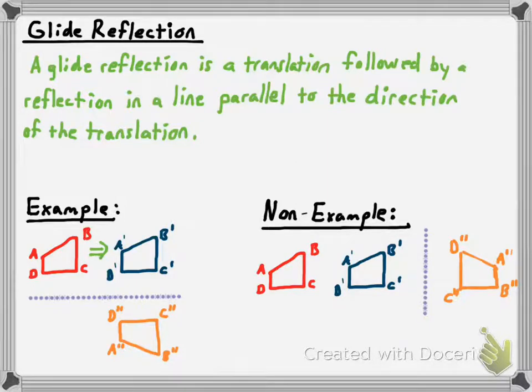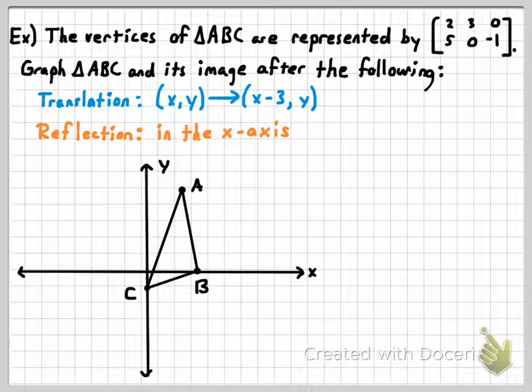And here's a non-example. You're going to notice here, this is the pre-image, the first image, and the second image again. Now again, we had a translation to begin. We just slid ABCD directly to the right. But then notice that the line of reflection for the second part of this transformation is not parallel to the direction that we translated. It's in fact perpendicular, right? That vertical line perpendicular to the horizontal translation that we had. So that means this is not a glide reflection. All right, hopefully that makes sense. Now let's do one more coordinate example here and be done.